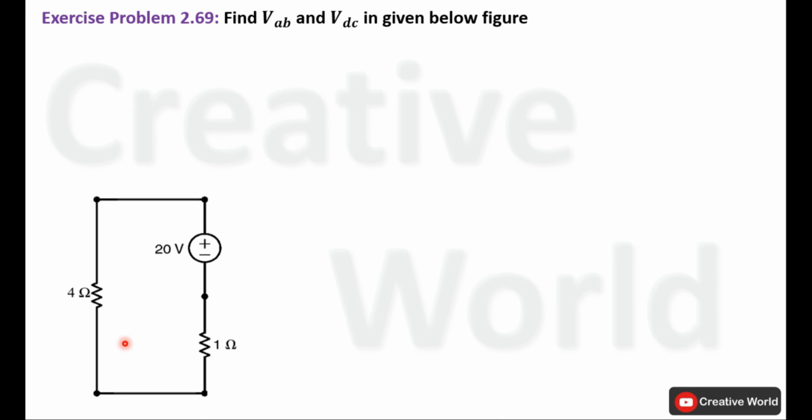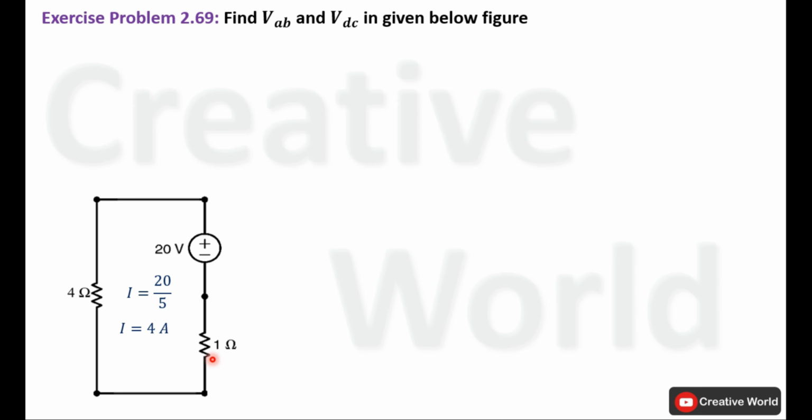We can calculate current through this network. Current I will be equal to voltage divided by total resistance of the network. In this case, voltage is 20 volt and total resistance of the network is 5 ohm. I will be equal to 20 divided by 5. So the value of current I will be 4 ampere. And the direction of this current will be counterclockwise. We have calculated the current with its direction in this voltage source and this 1 ohm resistance.